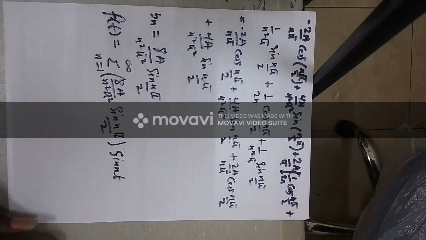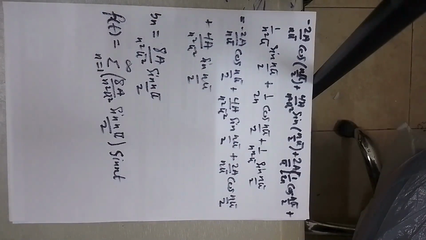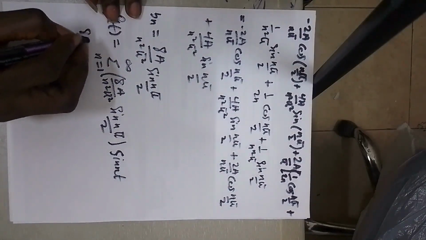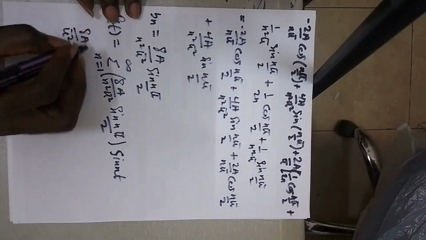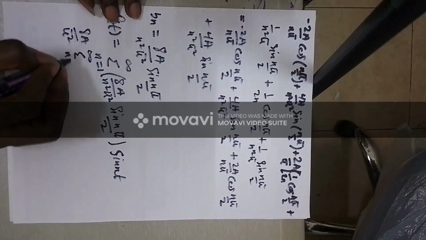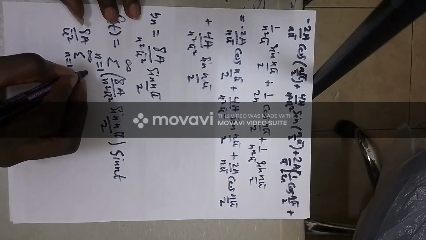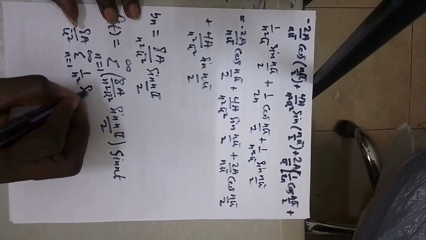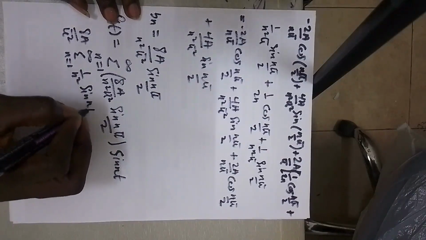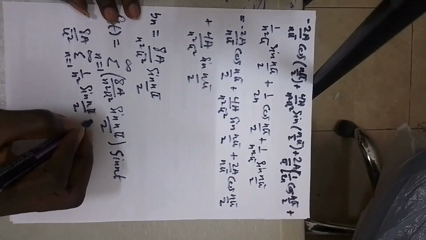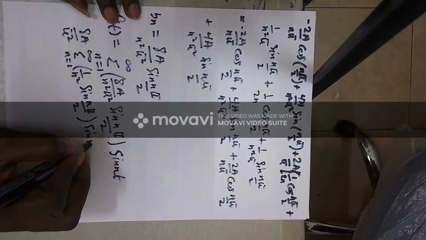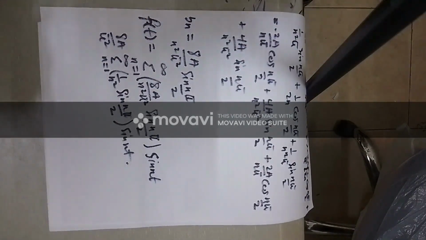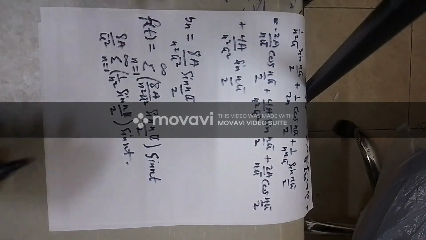Now, if we have this one, we can go on with our expansion. So the expansion, I can bring 8a over pi squared out here because they are constant. And then I can have here 1 over n squared into sine n pi over 2 into sine nt.